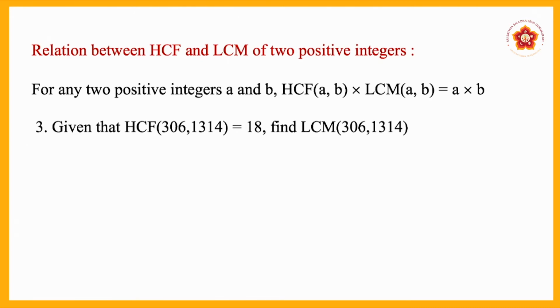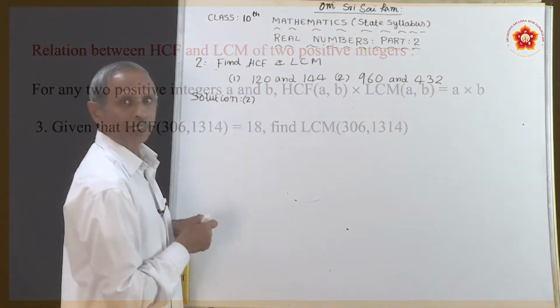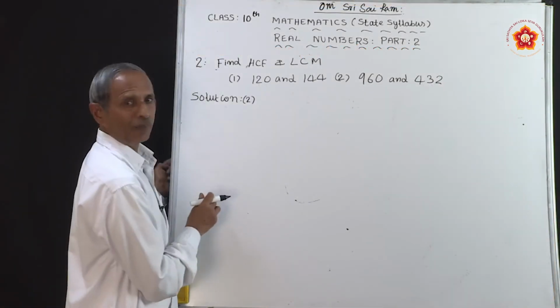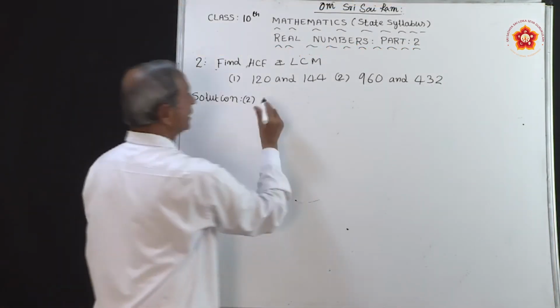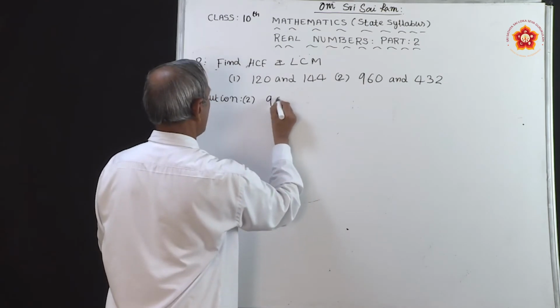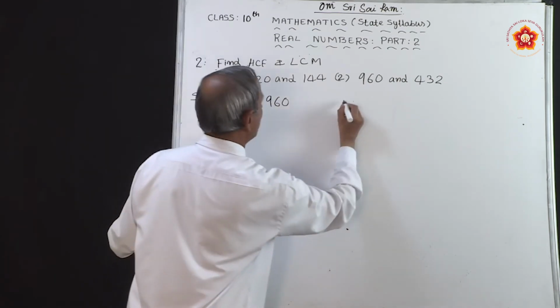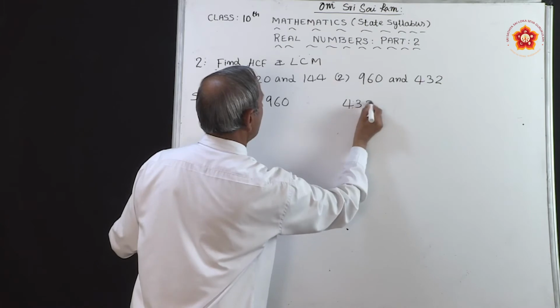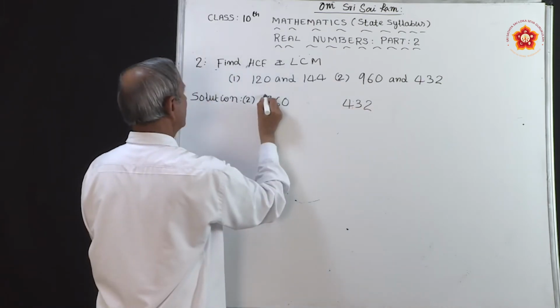Now, let us find the relation between HCF and LCM. Now, let us find the solution for the second problem. First 960 and 432 is there. Let us find the prime factors for 960 first.